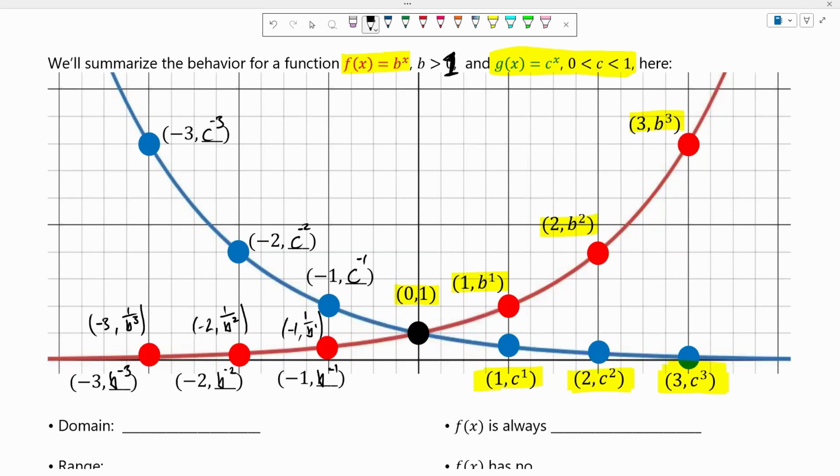And likewise, I can rewrite my points for C. So for example, this point up here, negative 3, I can make 1 over c cubed, and so on and so forth. This is just in case you ever need to graph these kinds of functions. This is how they work out. This is it.